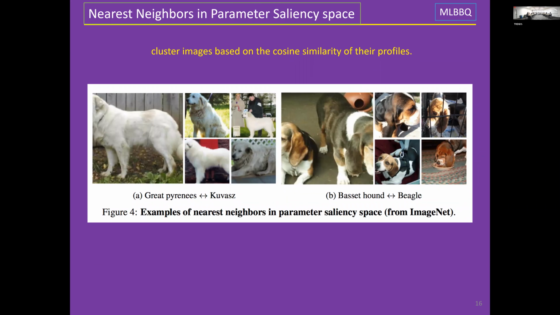Here they are showing that, based on the parameter saliency profile, if they cluster images based on the similarity of the parameter saliency space, the nearest neighbors are actually semantically similar.